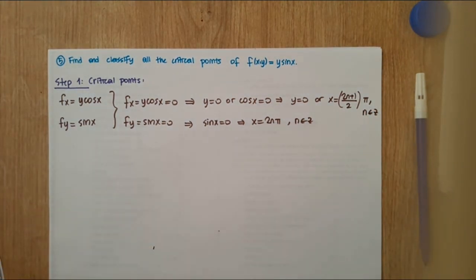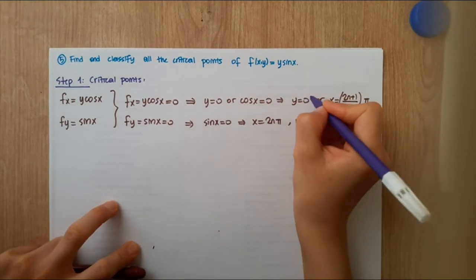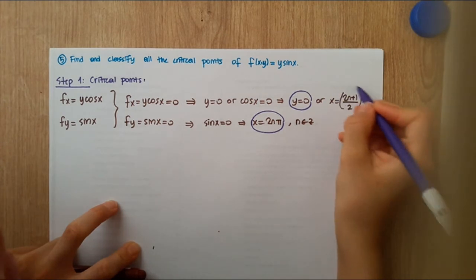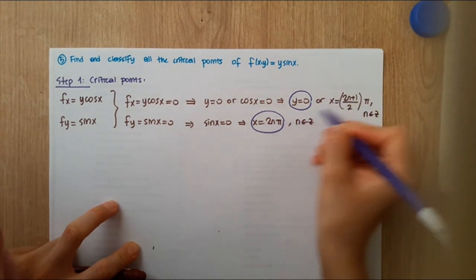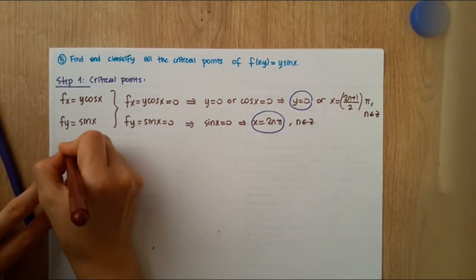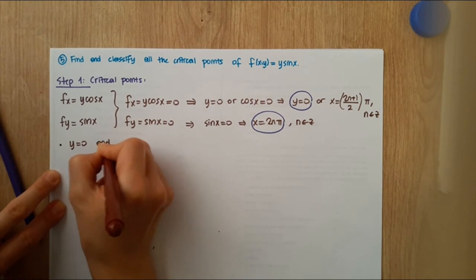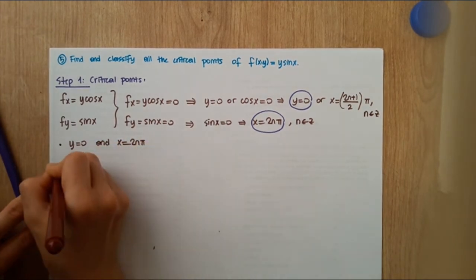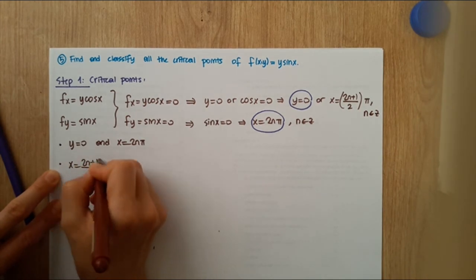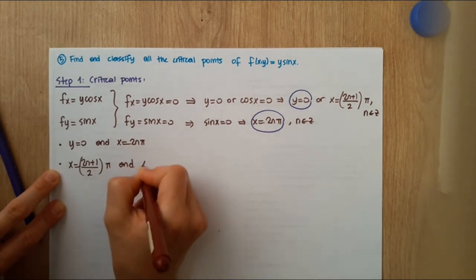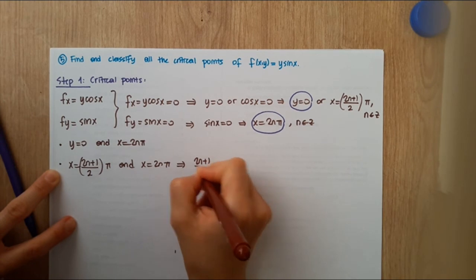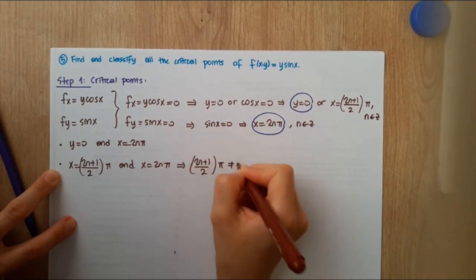So what is the meaning of this result? When y is 0, x can be these numbers. When cosine x is 0, x can be these numbers, but this can't happen, right? We have two possibilities here. Y is 0 and x is 2n pi. On the other hand, x is (2n+1)/2 pi and x is 2n pi, and this can't happen because (2n+1)/2 pi is not equal to 2n pi.